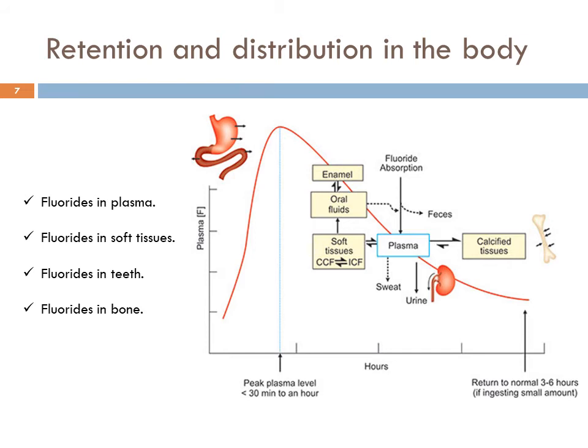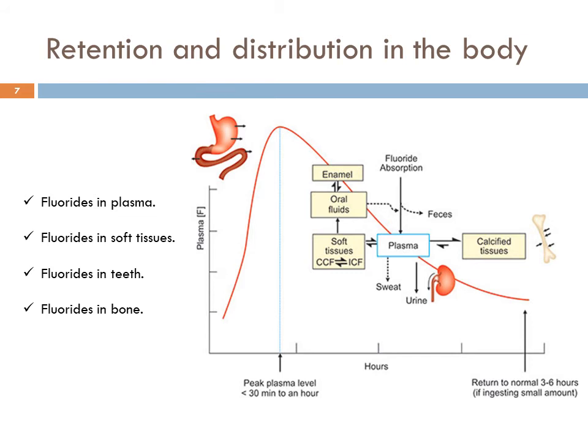Fluoride is also rapidly absorbed in bone and teeth, heart, kidney and liver, while it is slowly distributed to soft tissue like skeletal muscles, for example, and other adipose tissue.